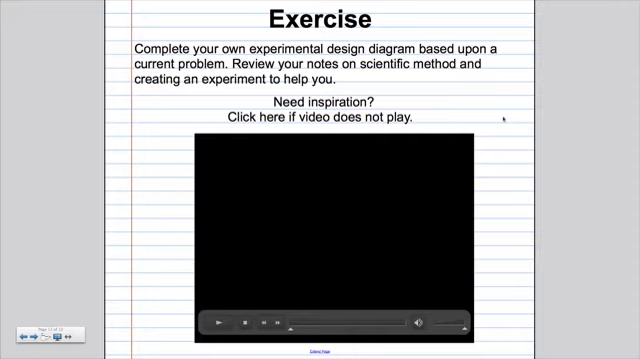Okay, now looking at the information that you just wrote down, complete your own experimental design diagram based upon any kind of current problem. Review your notes on the scientific method you took yesterday, as well as the notes you just did today on creating an experiment to help you. But maybe you need a little inspiration.